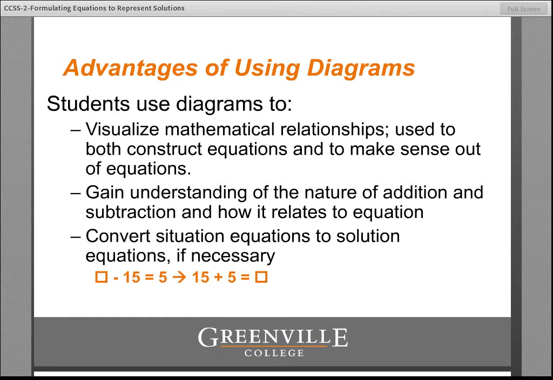In some cases, such as the one you see at the bottom of the slide, a situation equation is not really easy to solve in its current form. So blank minus 15 equals 5, that essentially means I have a start unknown. I have a certain quantity of something, and 15 of them are removed, and now I have 5 left. If students can come up with that situation equation, it's still a little bulky to solve. We could use algebra and convert it to the much easier 15 plus 5 equals blank.